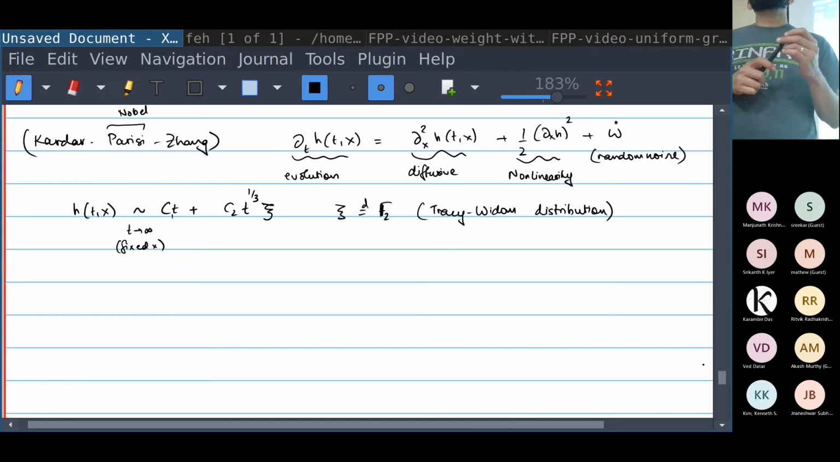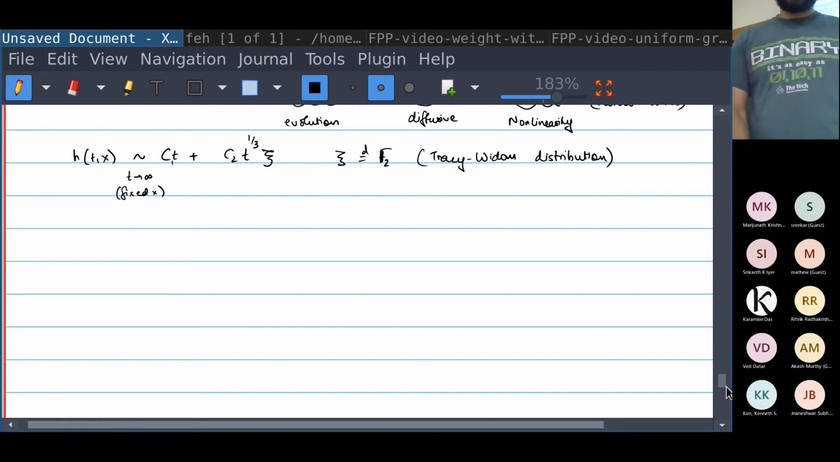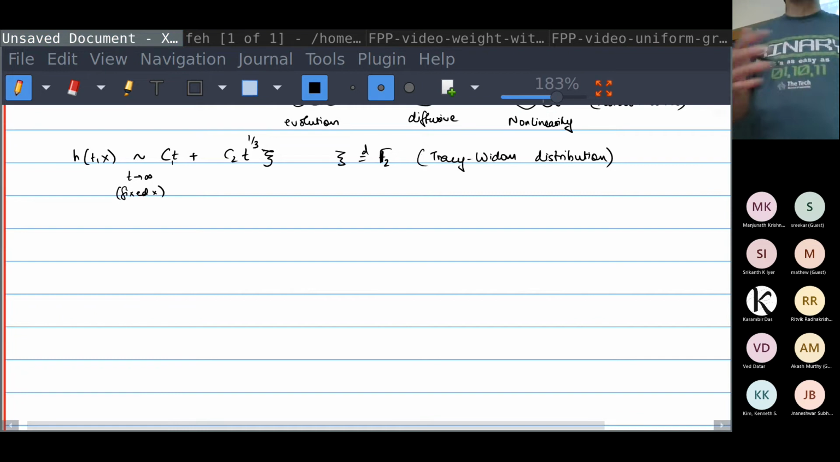Do c1 and c2 depend on x or no? No, it's stationary. They should not. As long as you fix x, the asymptotics will be the same. It depends on the initial conditions, I guess. So, yeah.